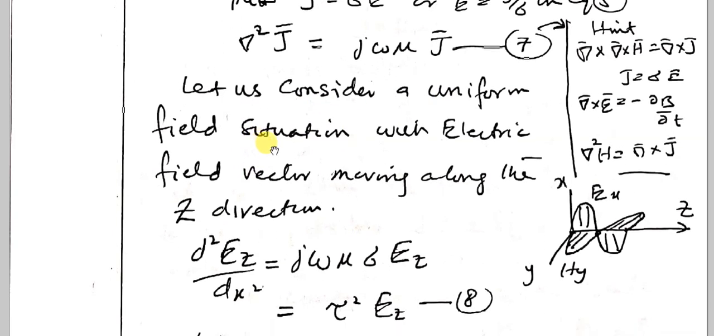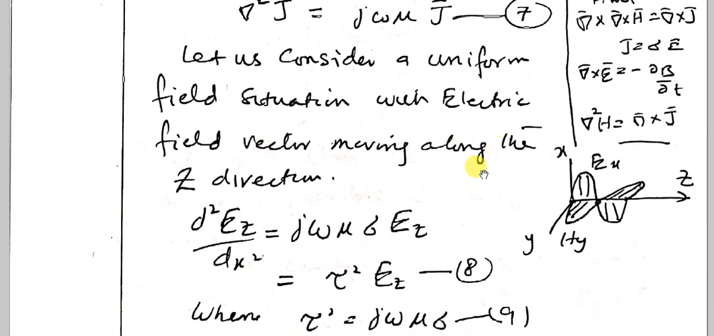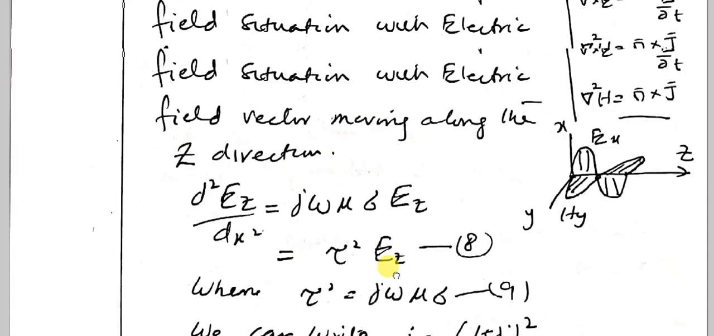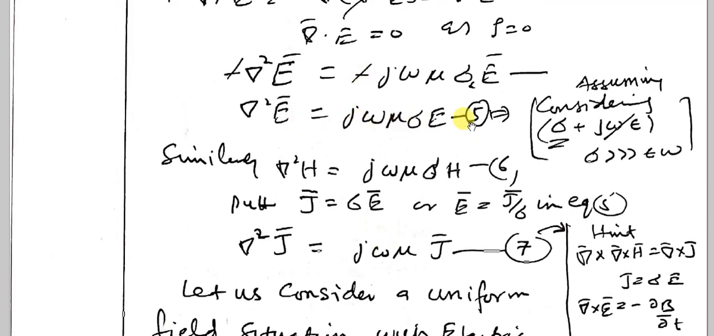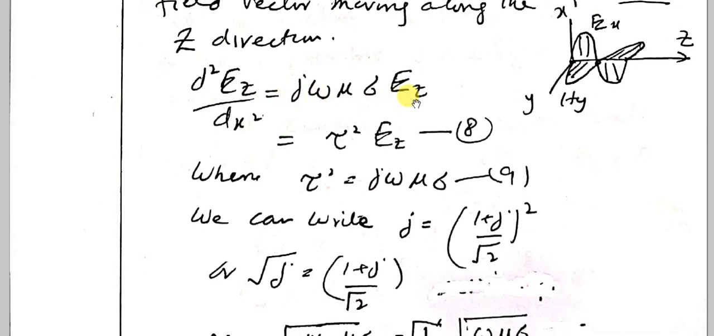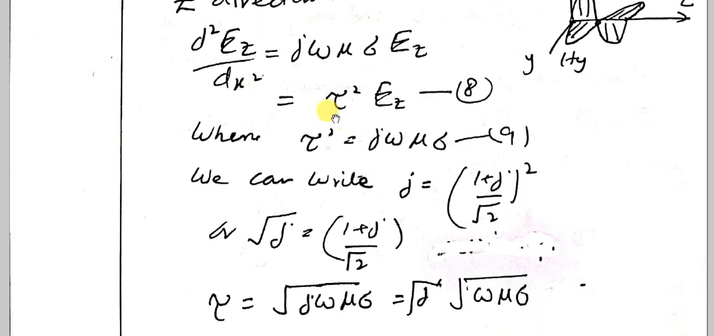Now let us consider a uniform field situation, with the electric field propagating along the positive z direction, with E_x and H_y components. So the propagating E field: d2 E_x by dz squared is equal to j omega mu sigma E_x. The last equation we have here, we are simplifying it by putting it into component form, the E_x component. Putting E_x, we get delta squared E_x by delta z squared. So let's take this whole term, j omega mu sigma, as tau squared.